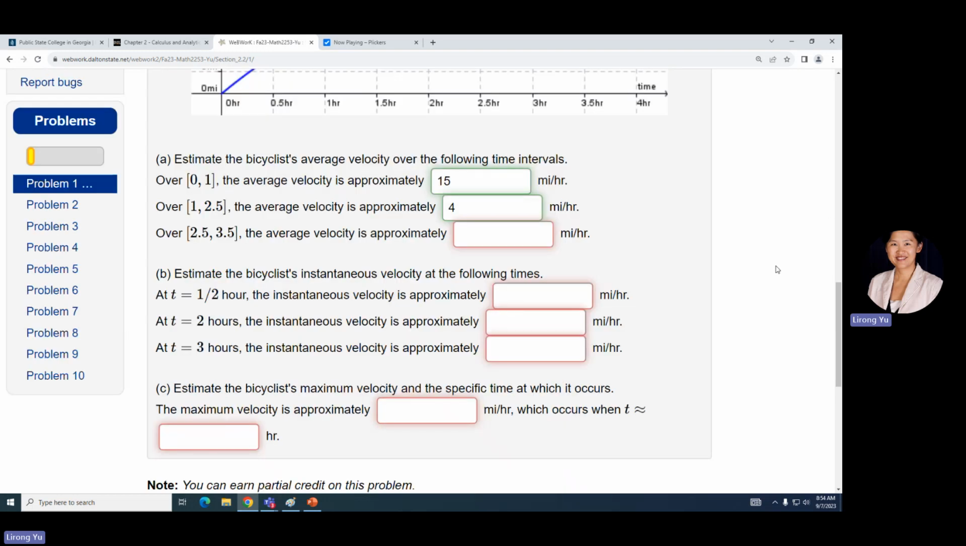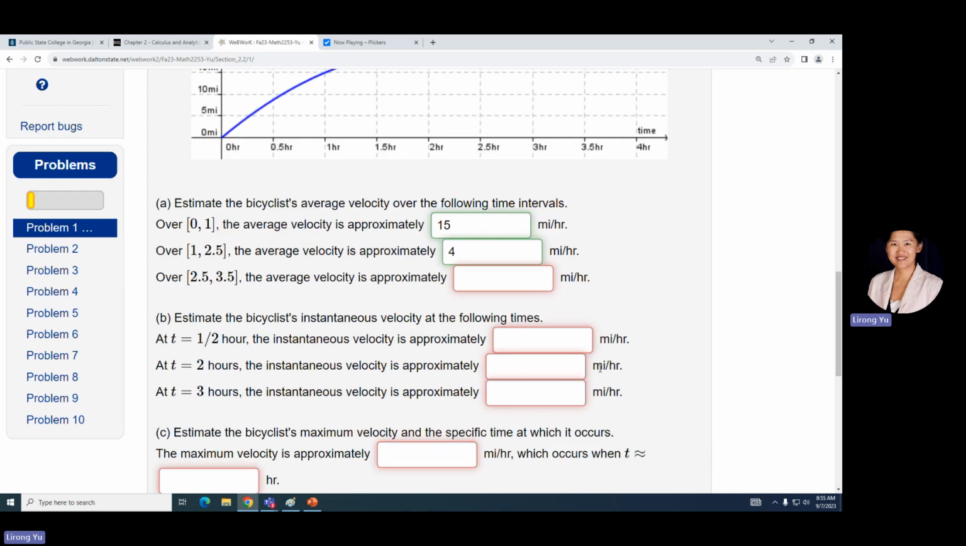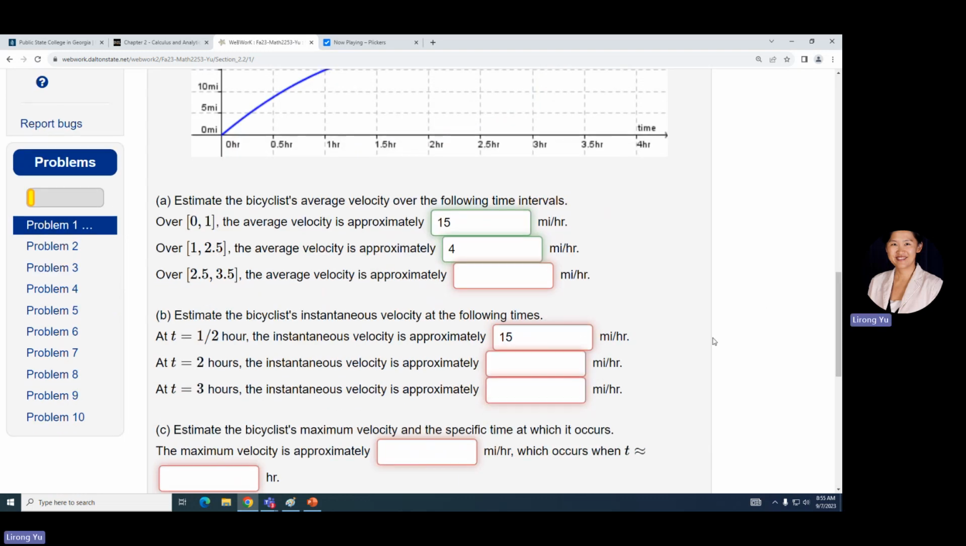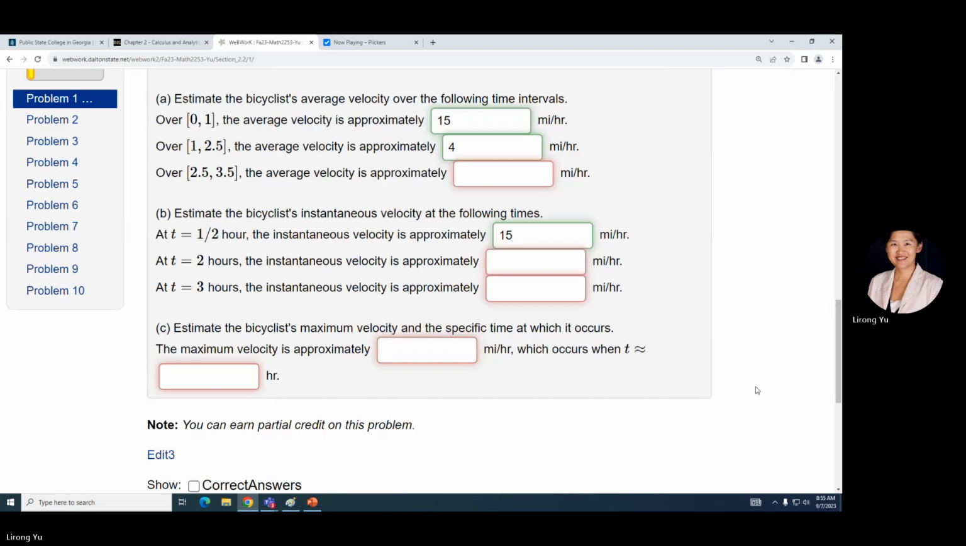And then the next question, we want to estimate what is the instantaneous velocity at t equals 1/2. So we're trying to estimate right here what the slope was. To me, it's very similar to the slope over here, right? If you draw a slope of the tangent line right here, it's similar to what happened here, seems to be parallel. So I'll estimate the same thing as that estimation. It says approximately, so that's okay.